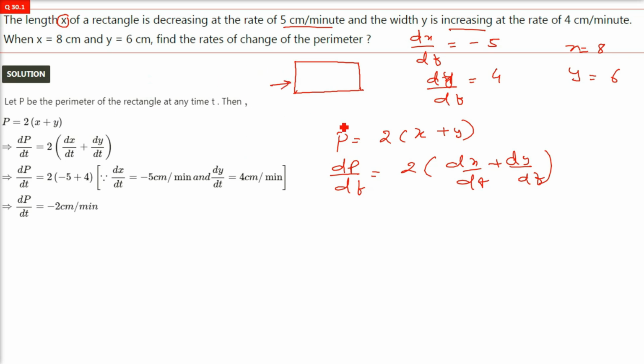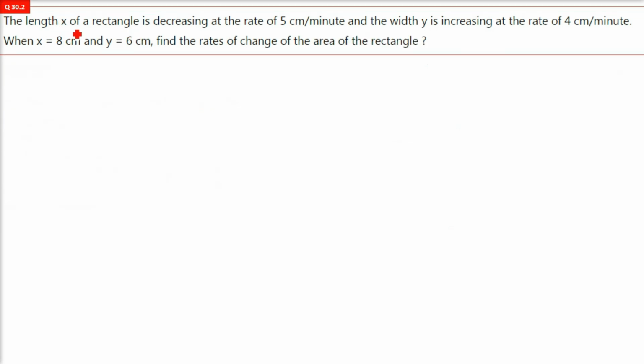Now, as I said, what about x equals 8 and y equals 6? This will not be used. This is just redundant, just to confuse you. So there is no use of this 8 and 6 in this question. Just put negative 5 and 4 in place of dx by dt and dy by dt, and compute. This is going to be negative 2 centimeter per minute. This is your answer. So this is your x, this is your y, and this is how it is to be computed.